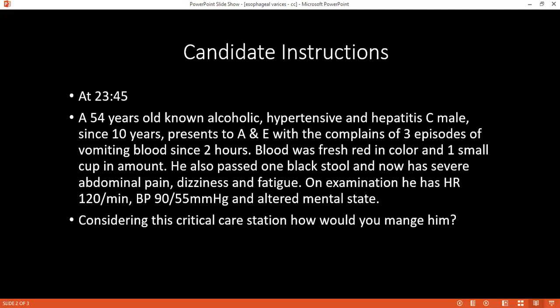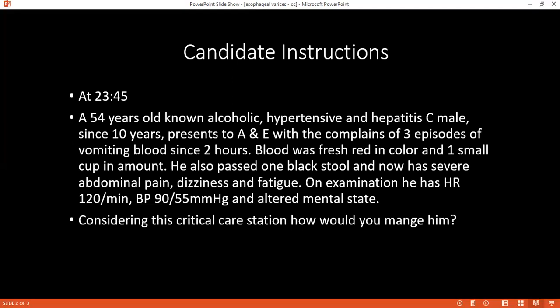Can you please tell me, considering the scenario of this patient, what are the differential diagnoses that you'll keep in your mind while managing this patient? Okay, this could be bleeding esophageal varices due to portal hypertension. And it could be Boerhaave syndrome since the patient is alcoholic. It could be also Mallory-Weiss tear or bleeding peptic ulcer.